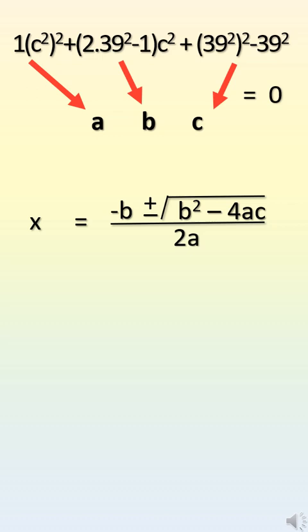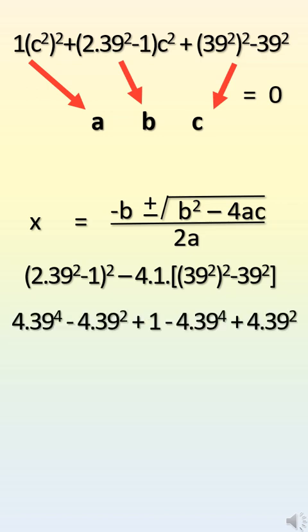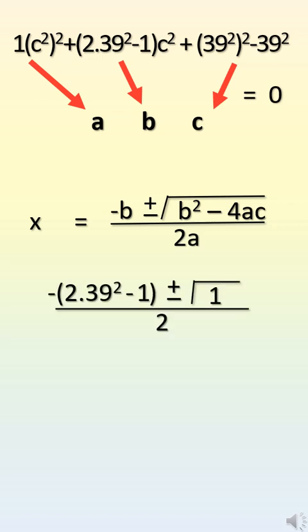Plugging in values, first for the discriminant, that bit under the root, we get b squared minus 4ac. Substituting values for a, b, and c into that, we get 2 times 39 squared minus 1, all of that squared, minus 4 times 1 times 39 squared to the power of 2 minus 39 squared. When we work that out, we get a pair of multiples of 39 to the power of 4 and 39 to the power of 2, which cancel, and we get 1. So we end up with minus 2 times 39 squared minus 1, plus or minus root of 1, all over 2. And that gives us minus 3041 plus or minus 1 over 2.